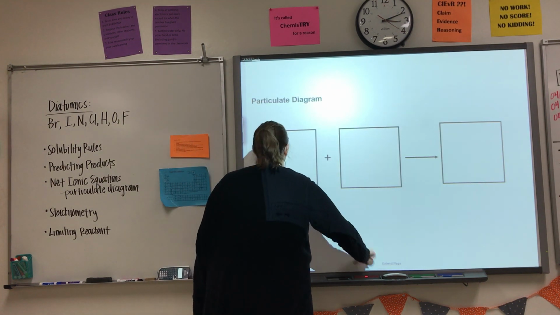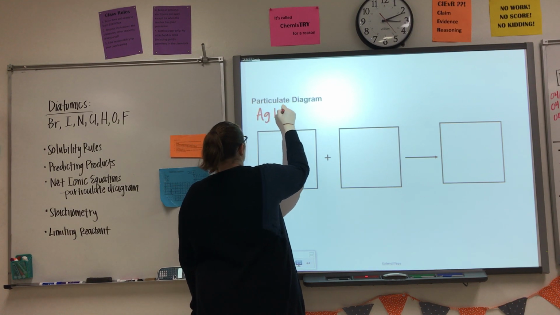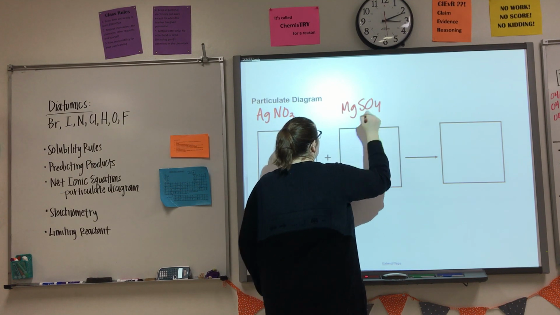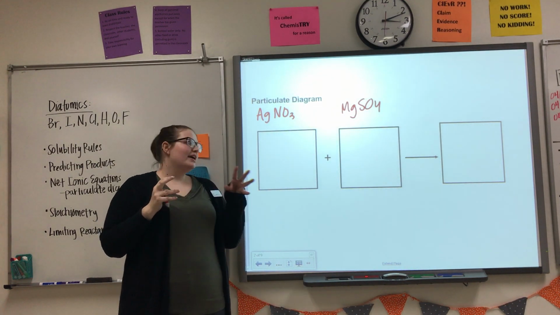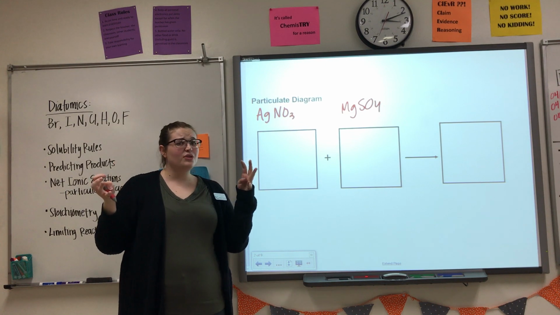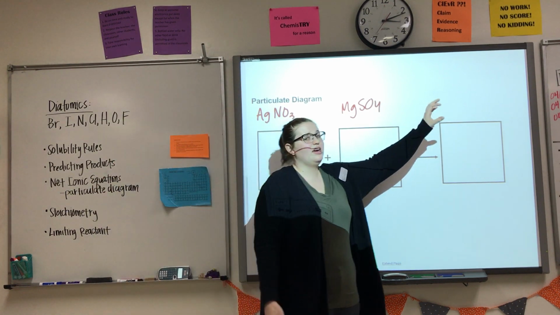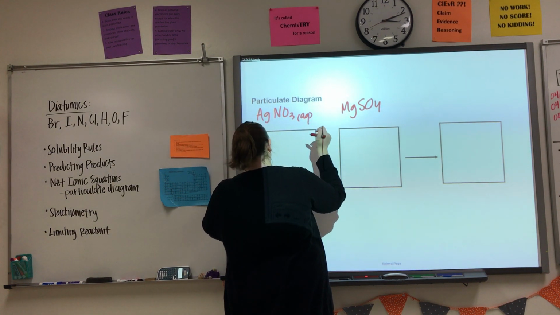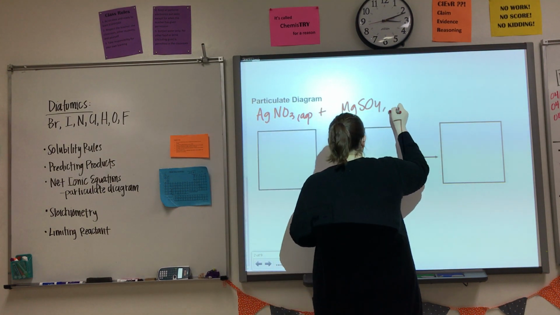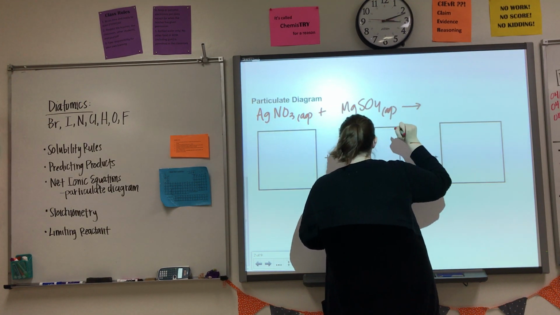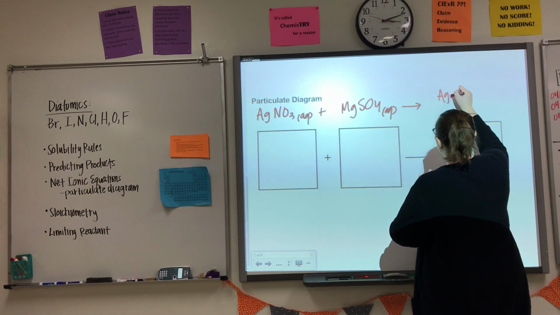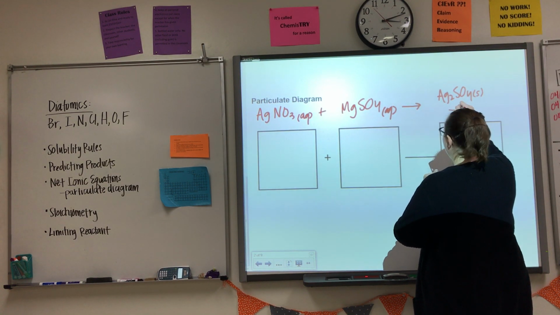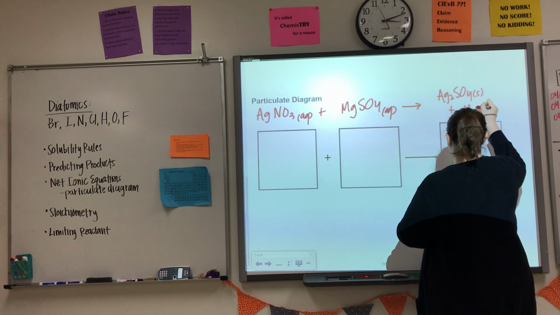Okay. So AgNO3, MgSO4. What your particulate diagram shows you is what your two beakers of ions would look like when you combine them into one beaker to get your product. I know that these two are aqueous from my molecular equation. And the product they formed was a solid Ag2SO4, or silver and sulfate, and an aqueous magnesium nitrate.